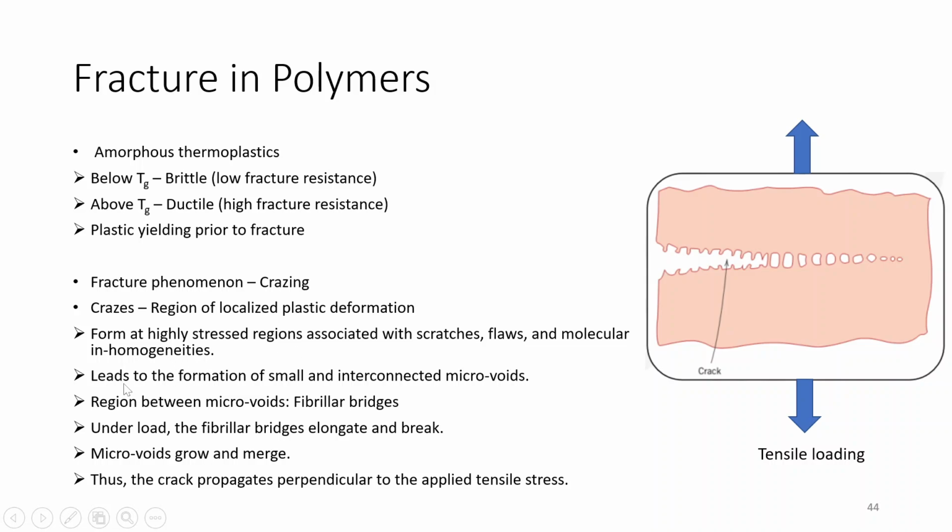Here also you can see it forms at highly stressed regions associated with scratches, flaws, and molecular inhomogeneities, and it leads to the formation of small and interconnected microvoids. The regions between microvoids are fibrillar bridges, and under load the fibrillar bridges elongate and break, and these microvoids grow and merge. Thus, the crack propagates perpendicular to the applied tensile stress.